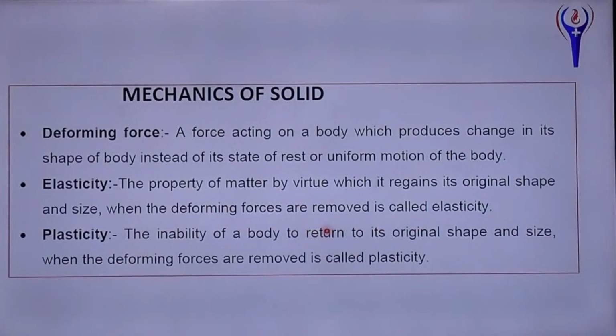For example, a rubber band. If you stretch a rubber band, it will extend in length. If you leave it, what will happen? It comes back to its original position. That is elasticity. It is a property of a body which can regain its original shape or size after the removal of the deforming force. And if it does not come back to the original position, that is called plasticity.